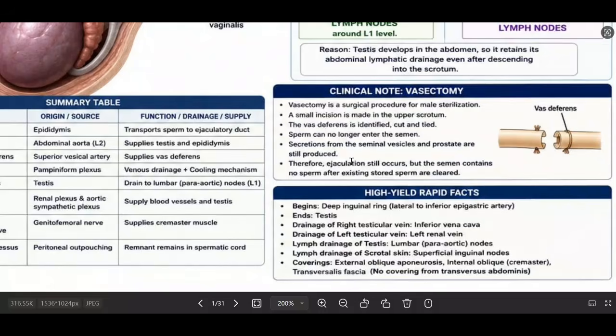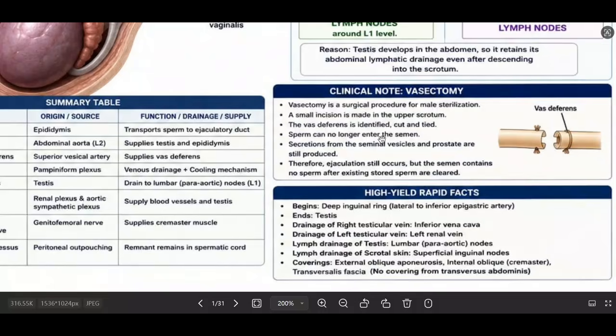And where does it begin? It begins from the deep inguinal ring, lateral to the inferior epigastric artery. It ends at the testes. The coverings are the external spermatic fascia, cremasteric fascia and muscle, and internal spermatic fascia. Their origins are the external oblique aponeurosis, internal oblique, and transversalis fascia. The muscle not contributing to any covering is the transversus abdominis.